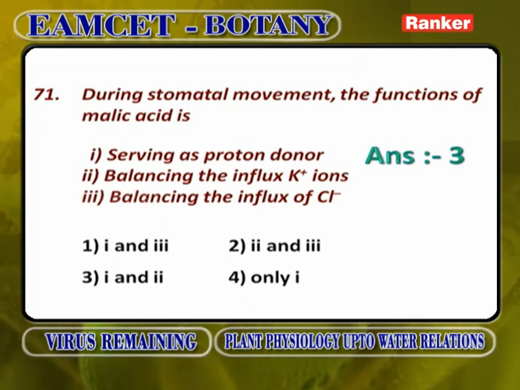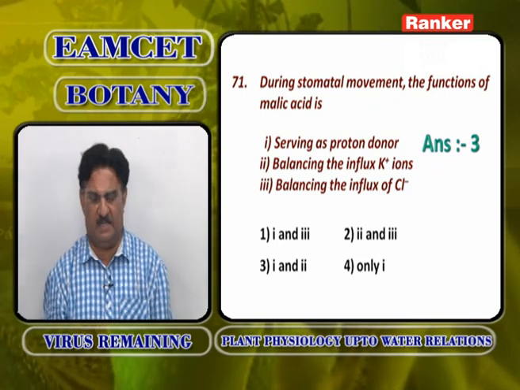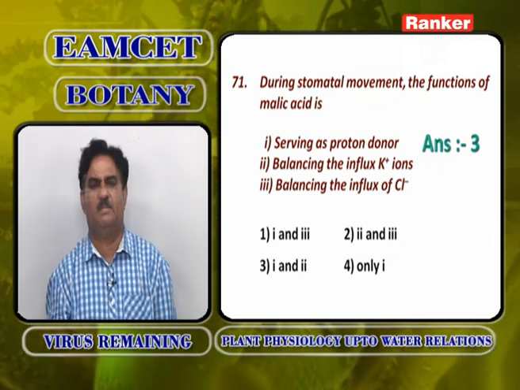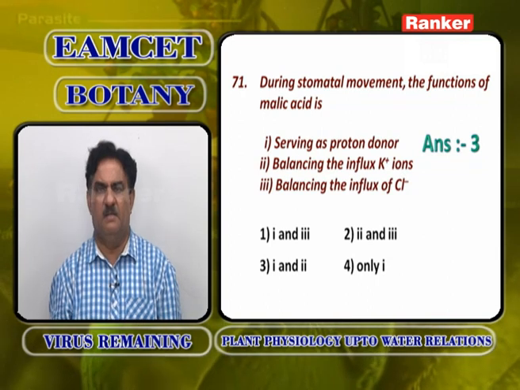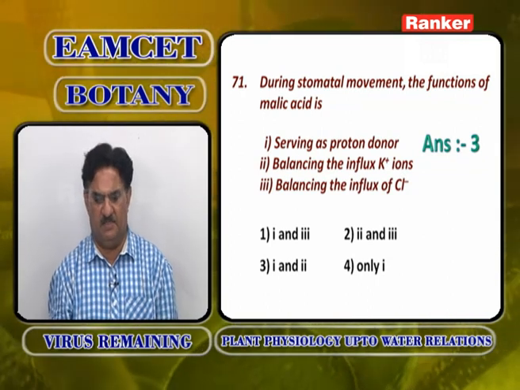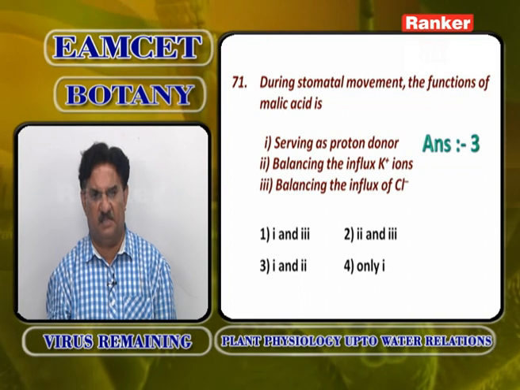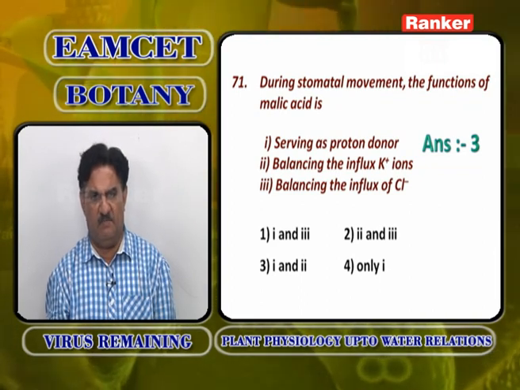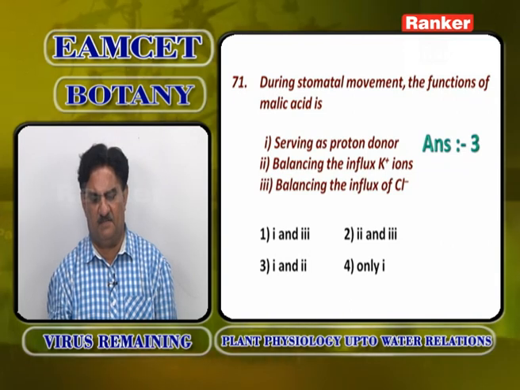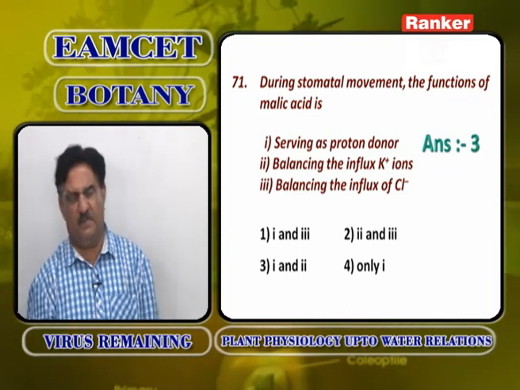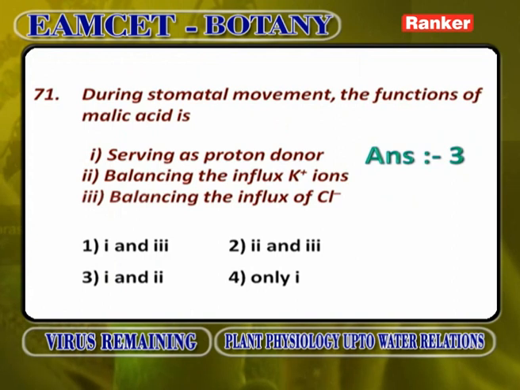During stomatal movement, the function of malic acid. Malic acid present in the subsidiary cells enters the guard cells and breaks up into malate ions and H plus. What are those H plus? They are compensating the loss of protons from the guard cells. The protons move out of guard cells actively, so the loss of protons in the guard cells must be compensated. That is compensated by malic acid, which dissociates into malate ions and H plus ions. It is not balancing the influx of K plus ions or the influx of Cl minus ions; that is not really required of malic acid.